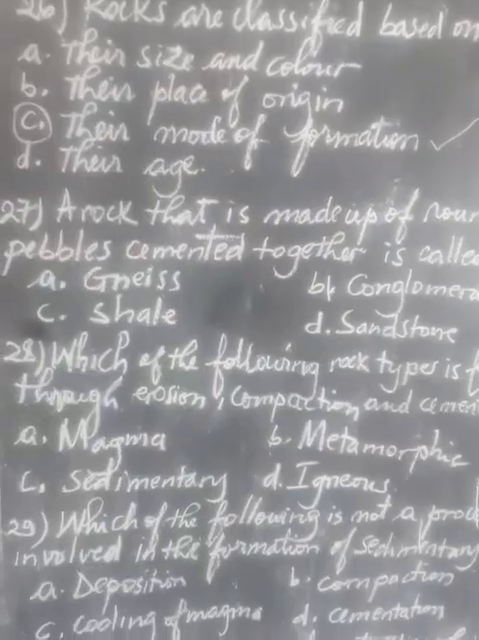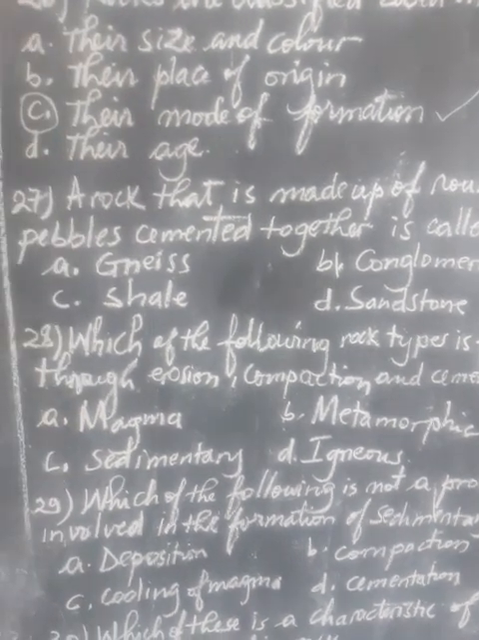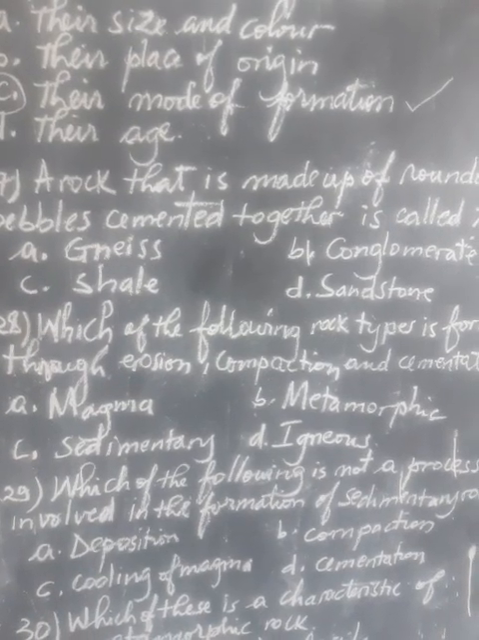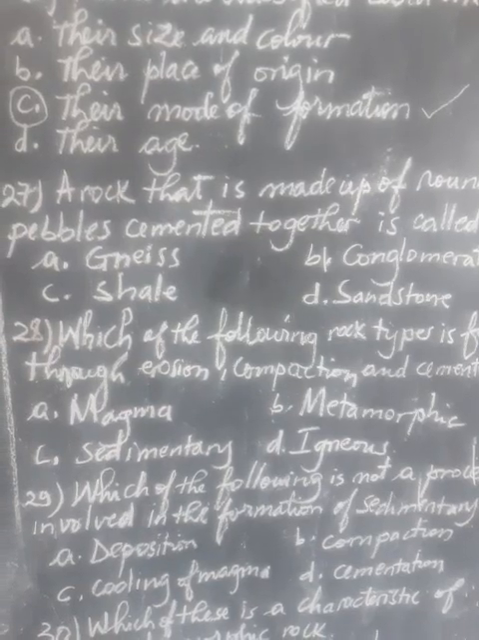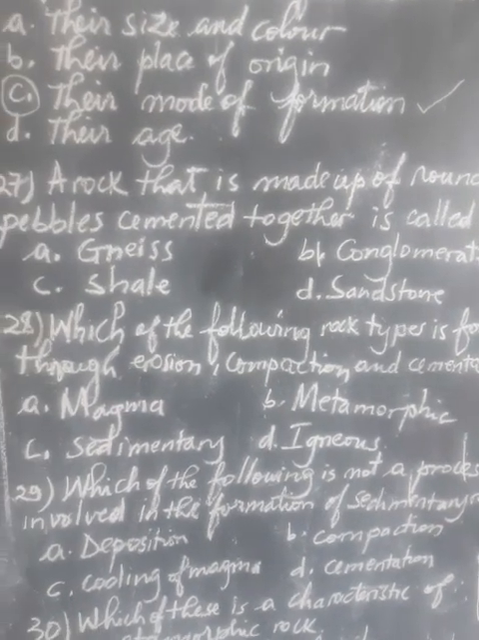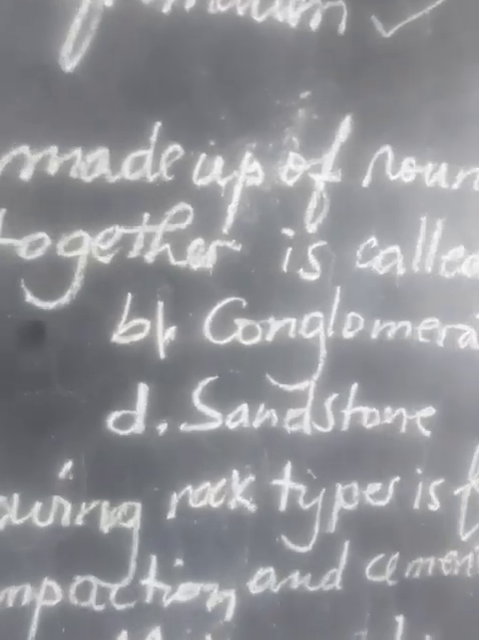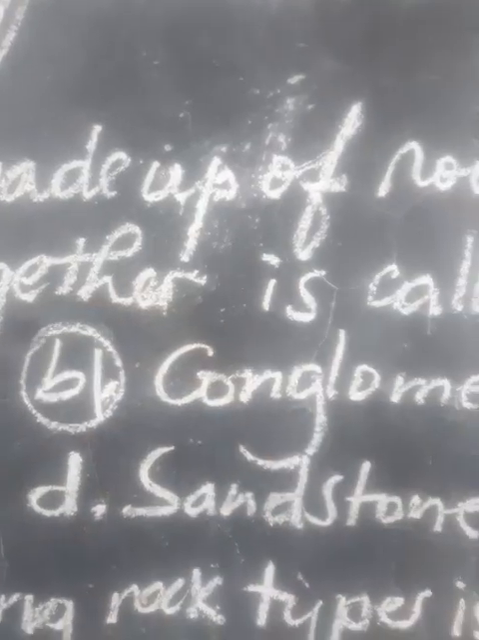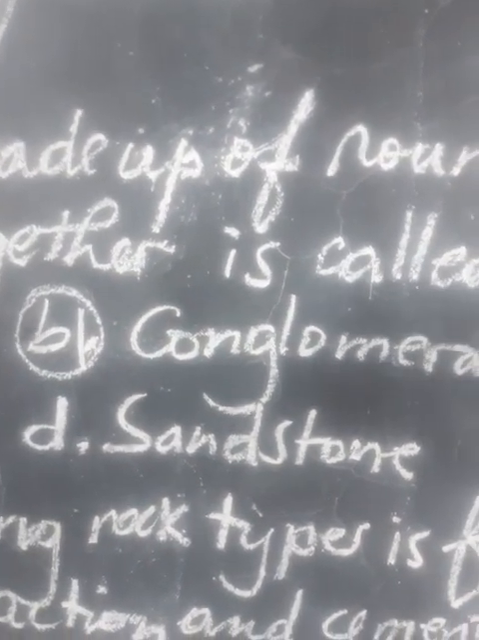Let's go to question number 27. A rock that is made of rounded pebbles cemented together is called A, gneiss, B, conglomerate, C, shale, D, sandstone. So a rock that is made of rounded pebbles cemented together is called a conglomerate. Therefore the correct answer is B, which is conglomerate.